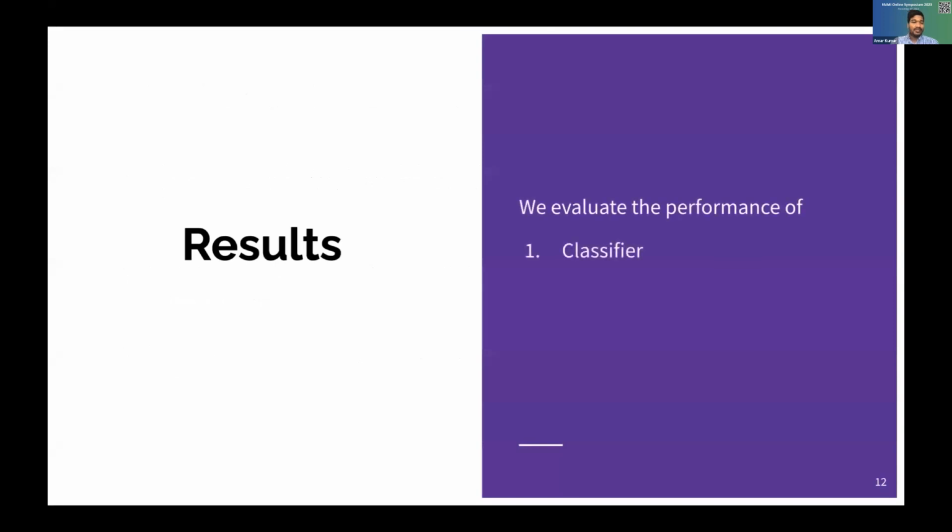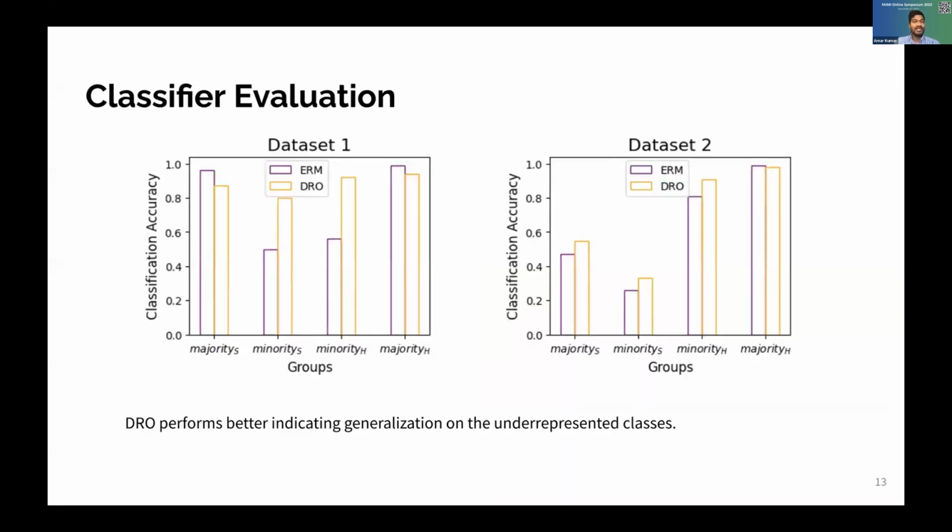So if you look at the results, we test the performance of the classifier as well as the counterfactual images, both qualitatively and quantitatively. Over here is the classifier evaluation of the two optimization approaches that we suggested in the paper. The purple one is ERM, and dataset 1 is where we have the synthetic artifact, and dataset 2 is where the artifact is medical images. If you look over here at the majority subgroup, which is the first and the last, there is very little compromise on the performance.